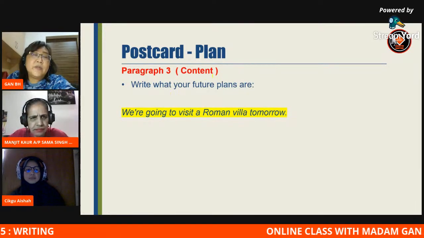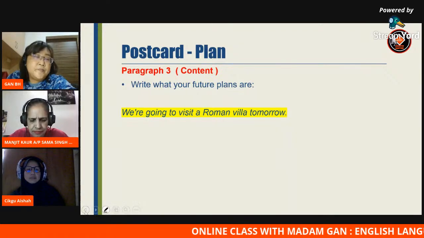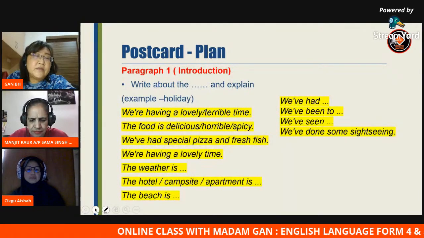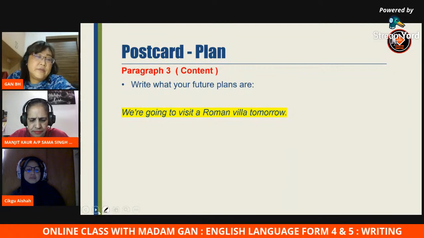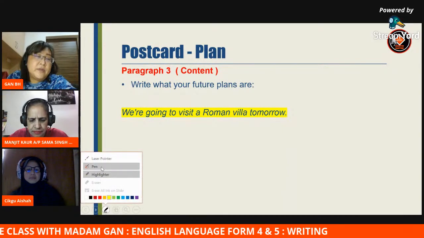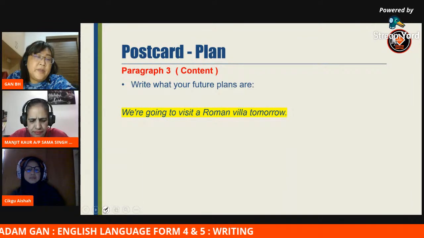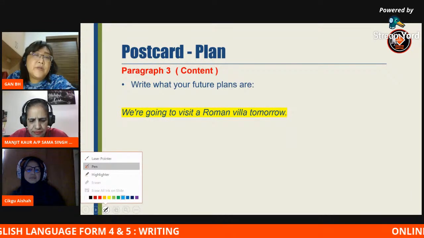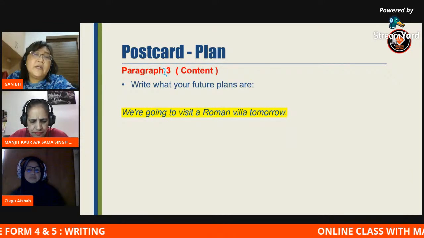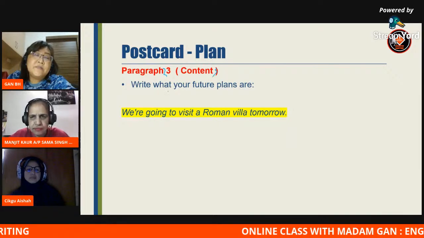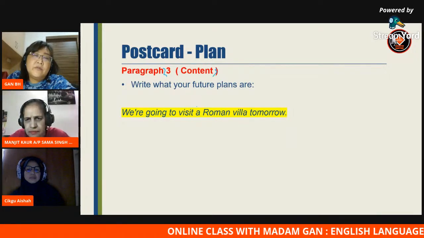Okay, next for paragraph 3. So you can write, so paragraph 1, sorry, this is not paragraph 3, this is paragraph 2. Okay, sorry for the error. So this is paragraph 2. So for paragraph 2 and also paragraph 3, we have more than that. They are the contents. Okay, you can explain, for example, about your future plans.